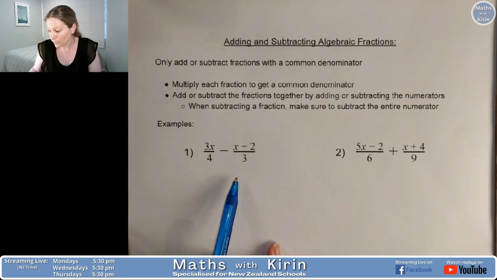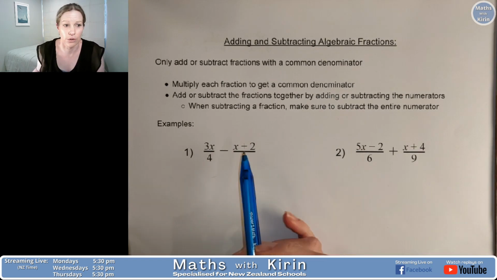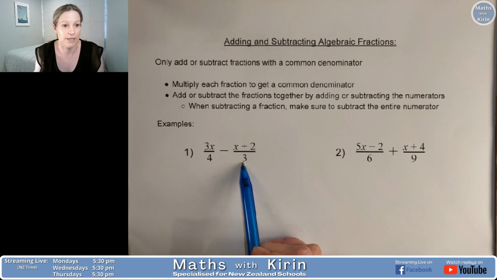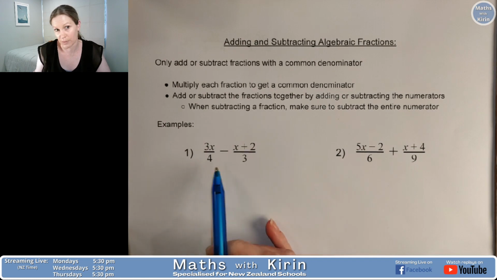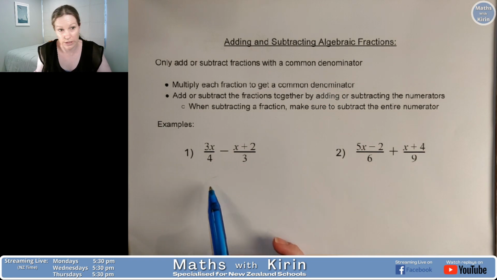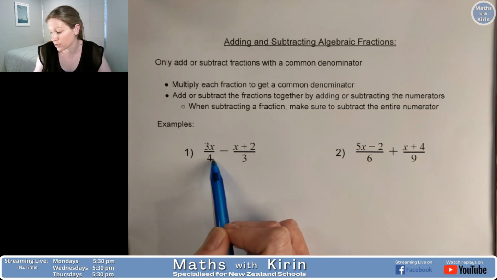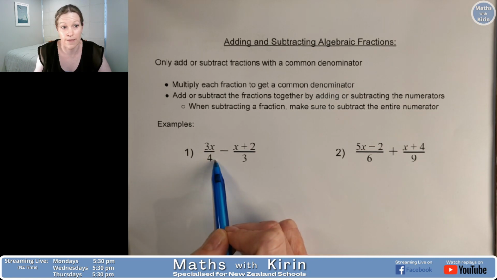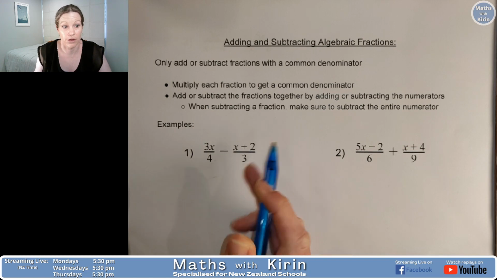So a couple of examples on this page to go through. This first one, we've got 3x over 4 and we are subtracting x plus 2 all over 3. So to get our common denominator, 4 and 3, our lowest common denominator is going to be 12. Okay, I can't use anything smaller than that. So in order to get this fraction with a denominator of 12, I need to multiply both the numerator, the top part, and the denominator of the fraction by 3.